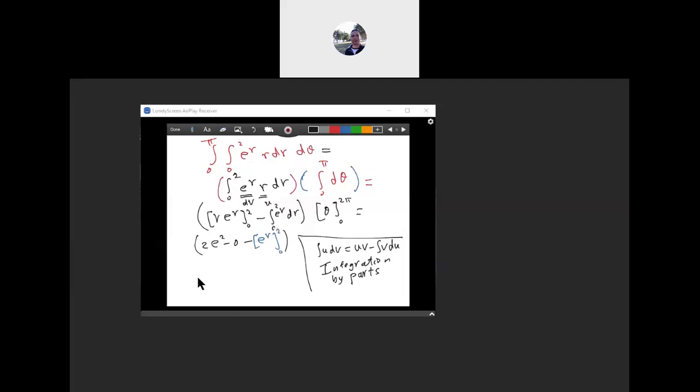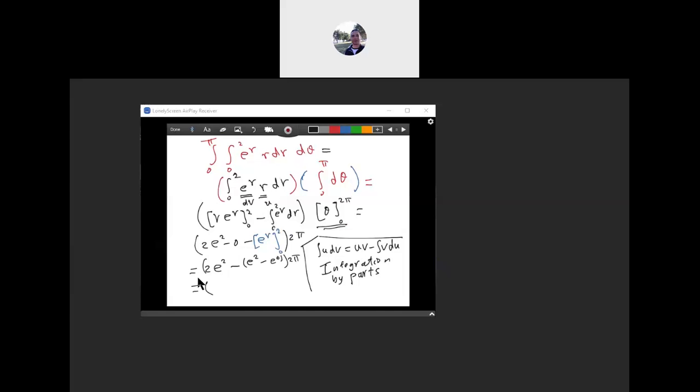And this is 2 pi. Now, this one equals what? 2 e squared minus, when you substitute by 2, you have e to the 2, minus, substituting by the lower bound, e to the 0. All of this one multiplied by 2 pi.